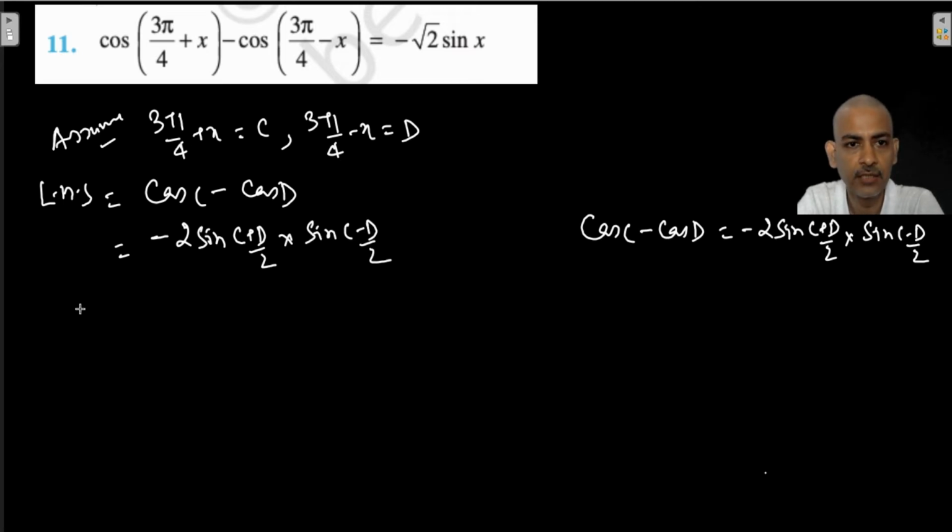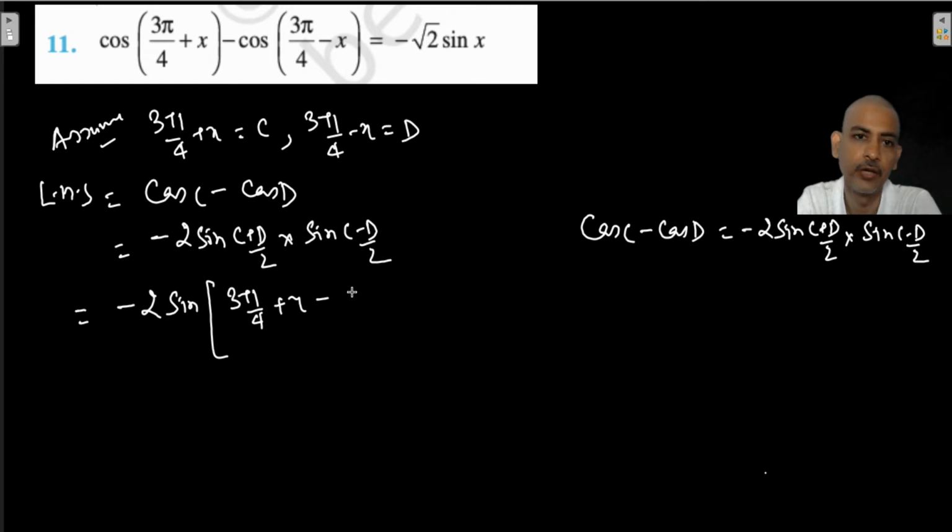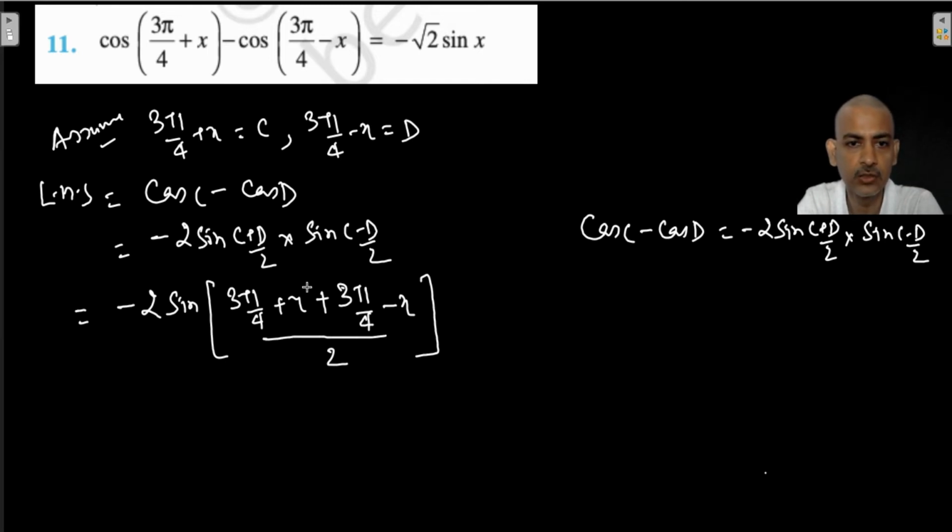If I put back the values over here, what will I get? Minus 2 of sine of C, which is 3 pi by 4 plus x, and your D is 3 pi by 4 minus x, so plus of 3 pi by 4, and then minus of x, and then whole thing will be divided by 2. Alright, because this is your C, this is your D, right? This is your C and this is your D. This is what we had done now.